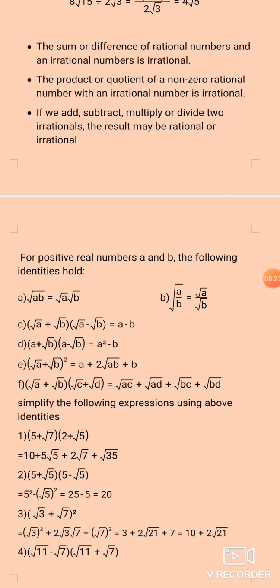Next, 5 plus root 5 into 5 minus root 5. So a plus b into a minus b we can apply. That is what? 5 square minus root 5 square. So 5 square, 25, minus root 5 square, 5, is equal to what? 20.